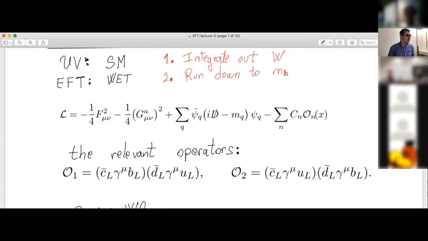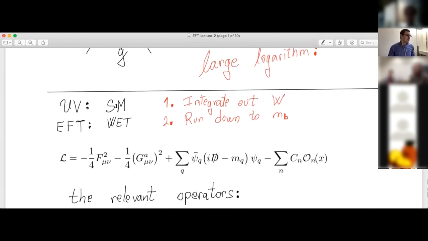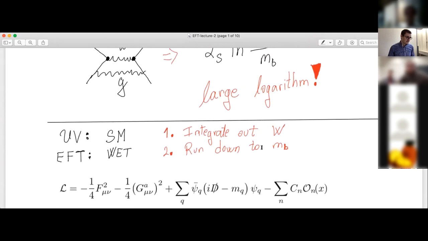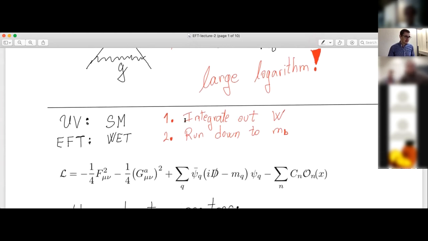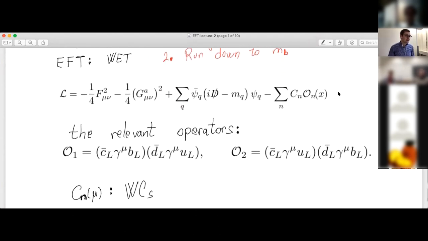So the UV theory is the standard model in this case, and the effective theory is a weak effective Lagrangian, or the four Fermi theory. The matching is to integrate out the W and determine the Wilson coefficients. That will be the matching part. And the running part will be to run down from the mass of the W to the mass of B. Okay, so this is the Lagrangian for the effective theory.